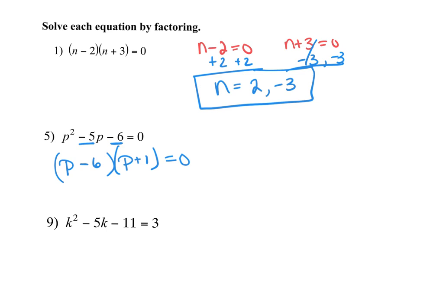And then again, set each one equal to 0. P minus 6 equals 0. P plus 1 equals 0. Add your 6. P is going to equal positive 6. Subtract your 1. P is going to equal negative 1.